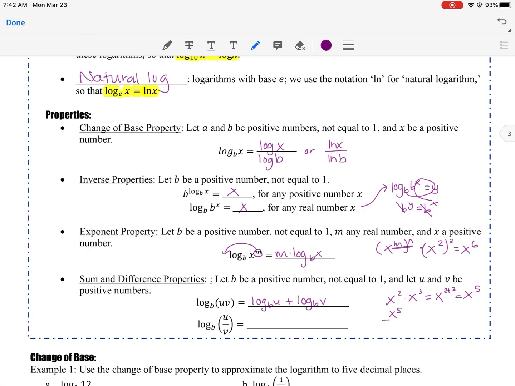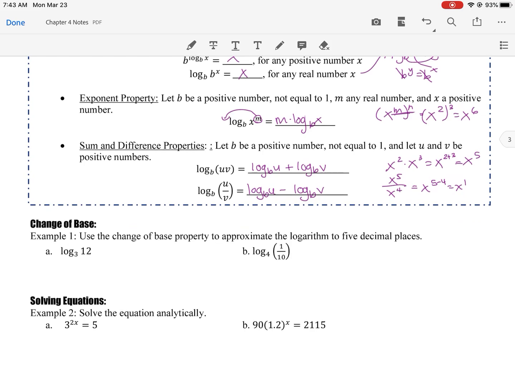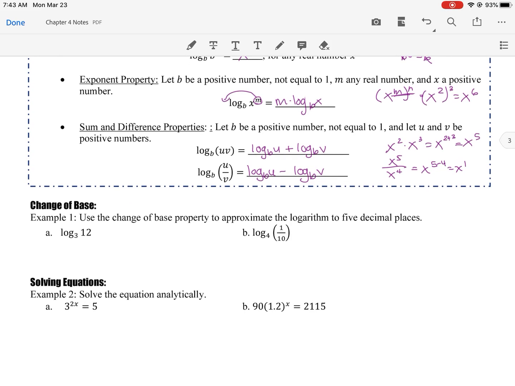Similarly on the second one, if I do like x to the fifth divided by x to the fourth, what do you do with those exponents? You subtract them. We do 5 minus 4, and we end up with x to the first. So therefore, we're going to subtract log base b of u minus log base b of v.